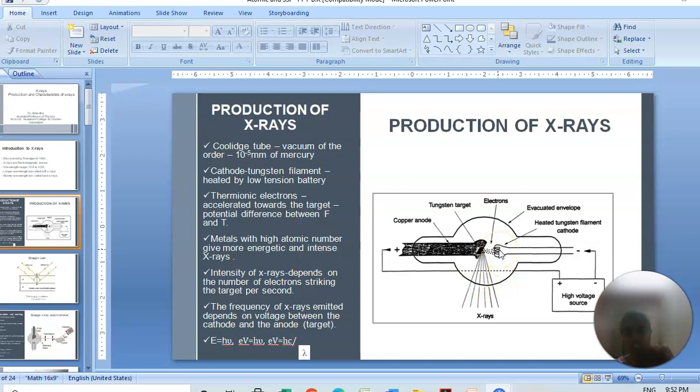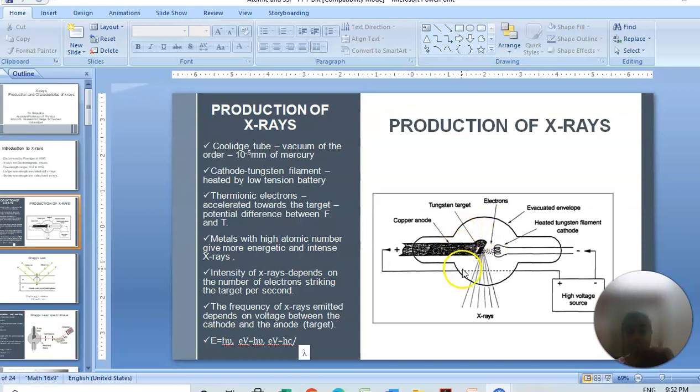First, the air inside the Coolidge tube should be evacuated. How? By using a rotary oil pump up to 10 power minus 3 mm of mercury, we can create a vacuum, and after that we can use the mercury vacuum pump to reach about 10 power minus 5 mm of mercury. This is the first step, because X-rays are produced when fast moving electrons hit the target suddenly.